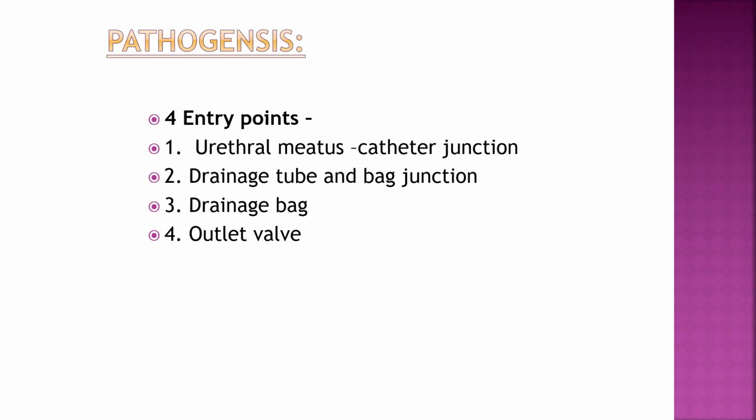Now we will see pathogenesis. So there are mainly 4 entry points to cause the catheter associated UTI. So first it is urethral meatus and catheter junction. Then second is the drainage tube and bag junction. Third is the entry present in drainage bag, and fourth is at the outlet valve of the drainage bag.